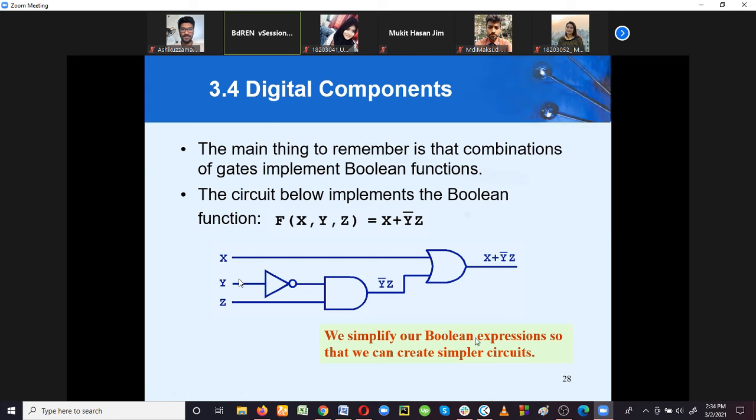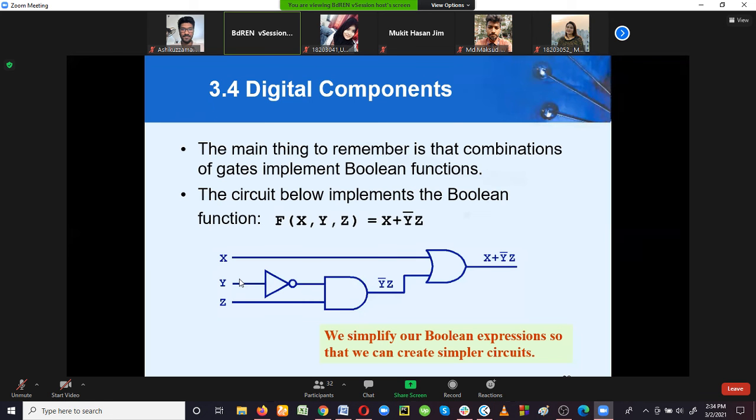So we simplify our Boolean expression so that we can create a simpler circuit. Why do we simplify the Boolean expression? The purpose of simplifying the Boolean expression is to create a simpler circuit.